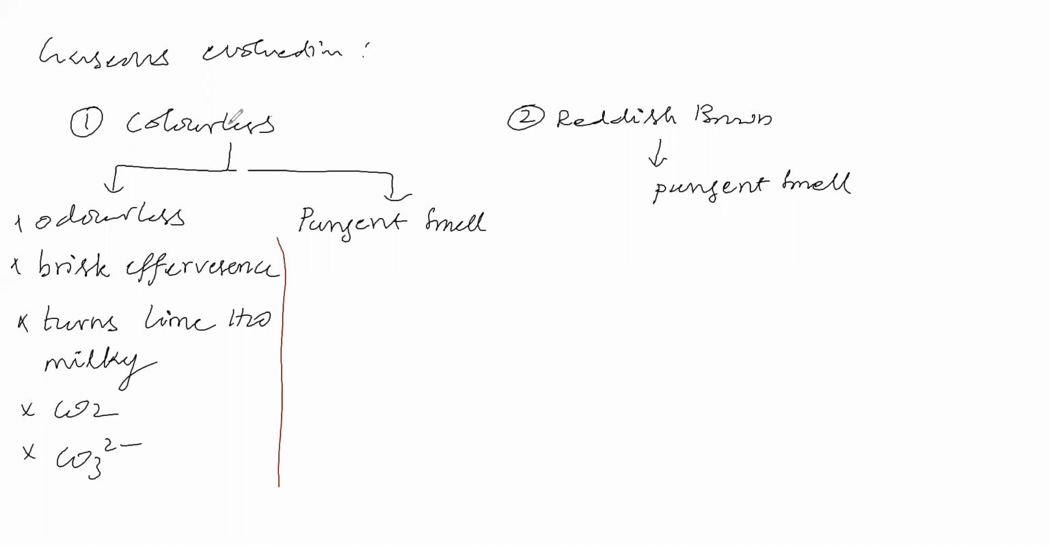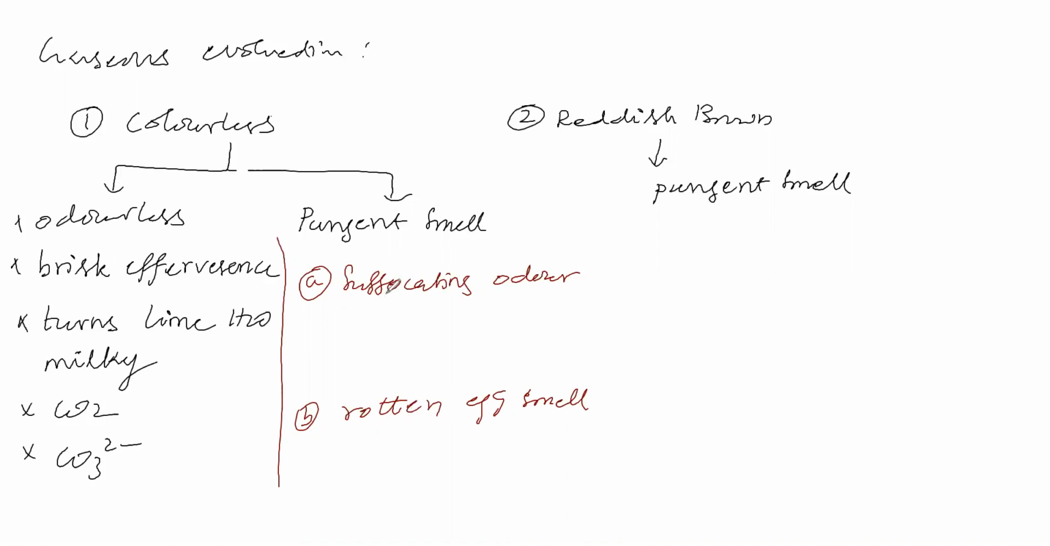The next possibility is colorless with a pungent smell. In this pungent smell, one possibility is a suffocating odor, and another possibility is a rotten egg smell. So for colorless and pungent smell, two possibilities are there: one is suffocating odor, another one is rotten egg smell.